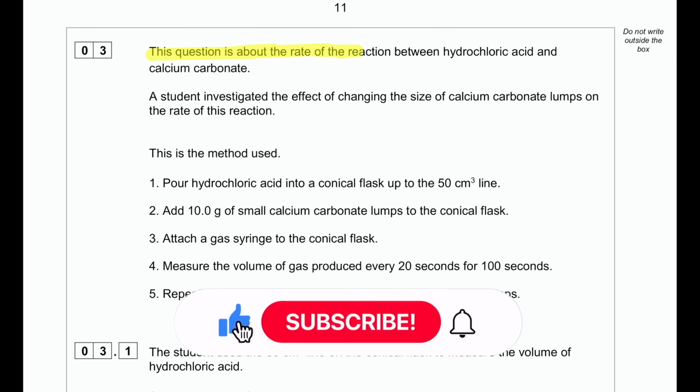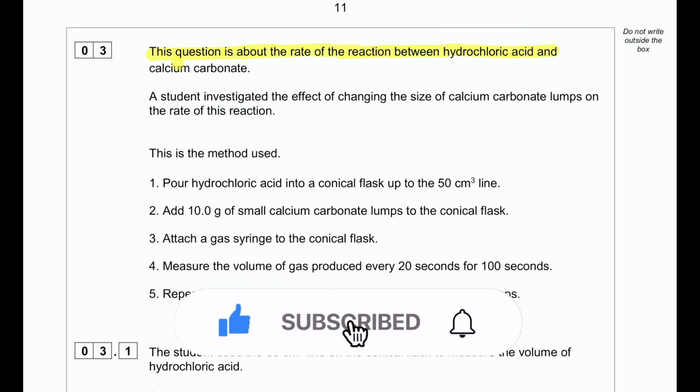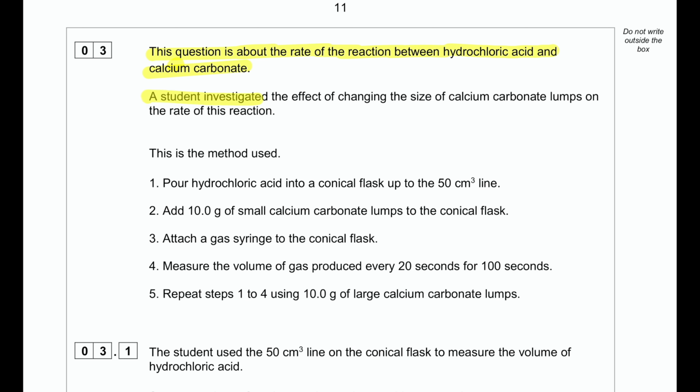This question is about the rate of the reaction between hydrochloric acid and calcium carbonate. A student investigated the effect of changing the size of calcium carbonate lumps on the rate of this reaction. This is the method used.